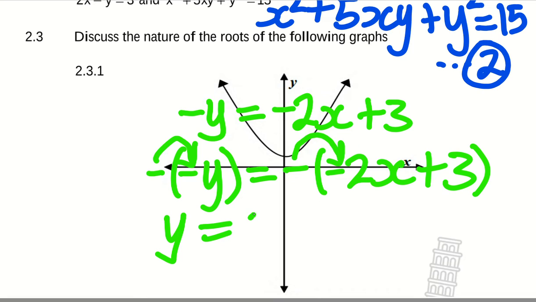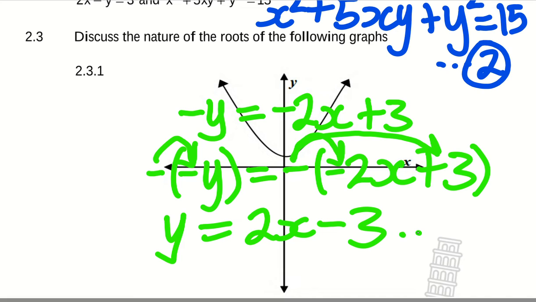Negative times negative is positive again, so we get positive 2x, and then negative times 3, positive 3. Negative times positive, okay, the signs are different, so it's going to be negative 3. Then this is our equation 3.